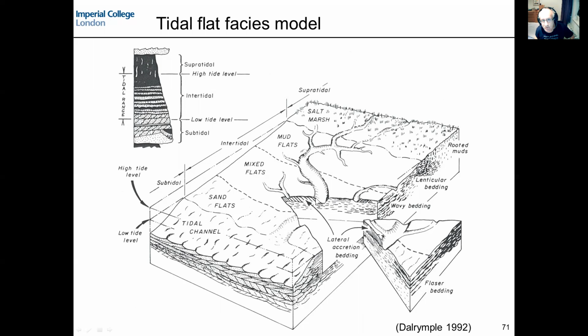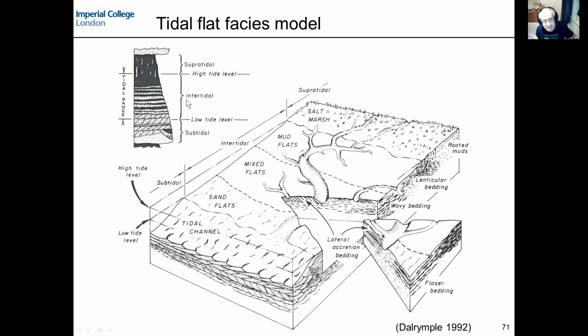So these are tidal creeks. They're not connected to rivers. They're purely created by tidal processes. Those tidal creeks migrate laterally, so they have lateral accretion, deposition on one side, and they're typically pretty steep-sided.